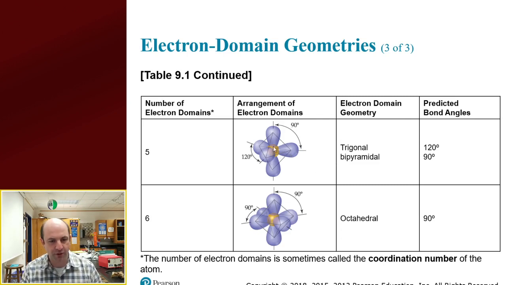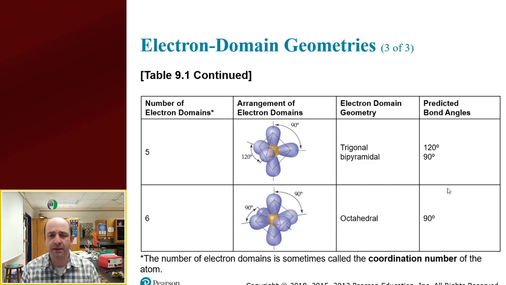You can kind of see the framework. There's a triangle in the middle, and then there's an up and a down for 2 pyramid sort of things. And then if there's 6 domains, we call it octahedral. Everything's 90 degrees. It's more of a square base, and then you have 1 up and 1 down for 2 pyramids there. The number of electron domains, as they say, is sometimes called the coordination number, saying how many connections that atom is making.